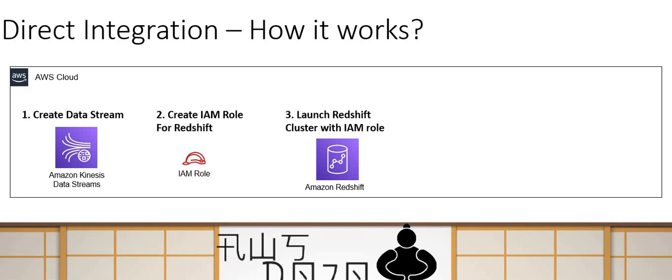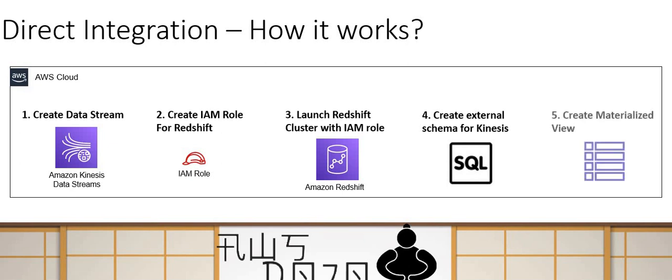The step number 3 is done. Then you create an external schema for Kinesis, which is just like creating an external schema for the data catalog or S3 bucket. It's the same syntax. You create an external schema for Kinesis using a SQL statement, a one-time job. And then after that, you create a materialized view which can read data from the Kinesis data stream.